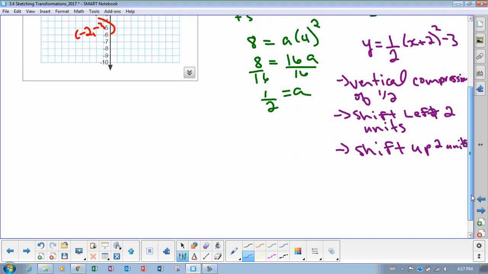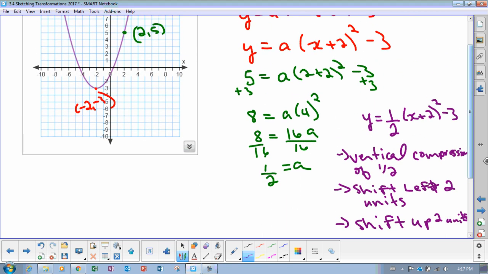All right, so that describes the transformation with very exact values in terms of the parabola that's on the graph. Hopefully that makes sense. The key is identifying the vertex, substituting a point into the equation, and isolating for a. Again, if you have any questions, don't hesitate to come see me.